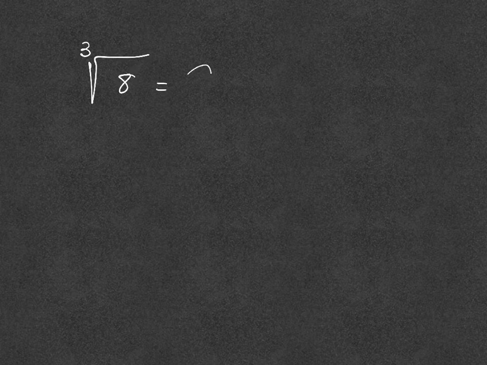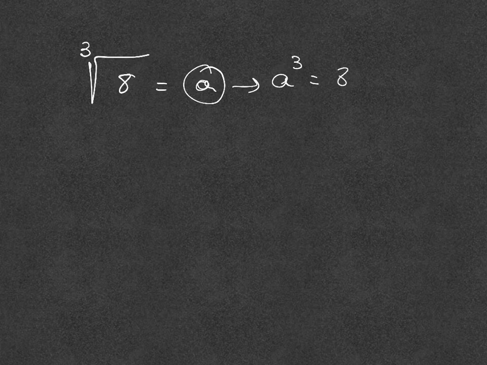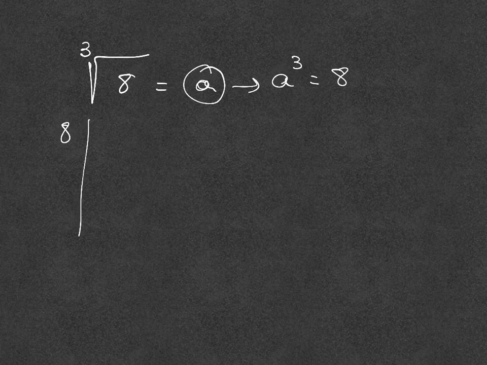Now, what happens if the exponent is different? We have here a 3, the third root of 8. That means that here we need a number, let's say a, so a to the third has to be 8. How can we get that number? What we have to do is factorize the number that is inside the root. What is factorizing a number? It is expressing it using prime numbers.